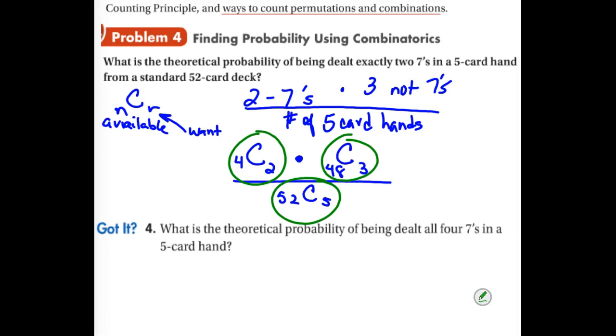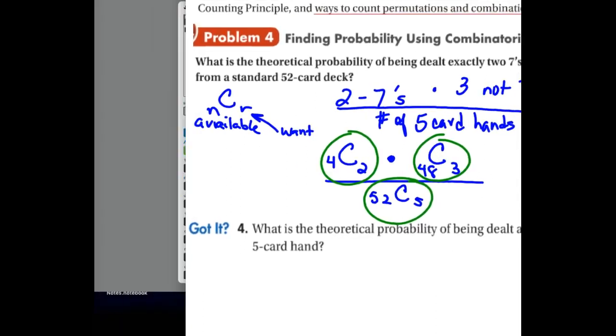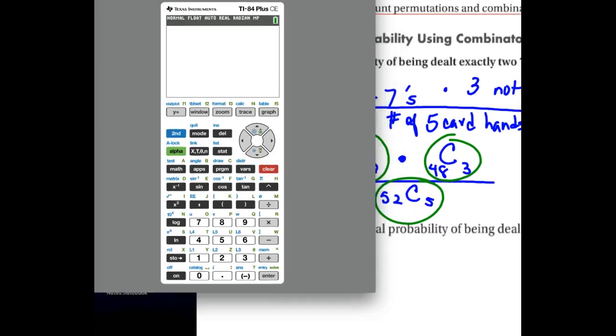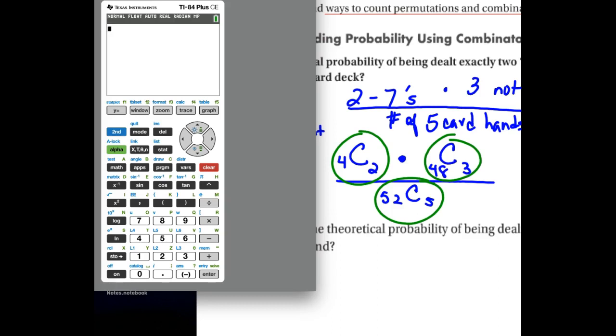All right, so we're going to grab our calculators. So we have 4C2 times, oops, what do we have, 48C3, and then we're going to divide by 52C5. Okay?